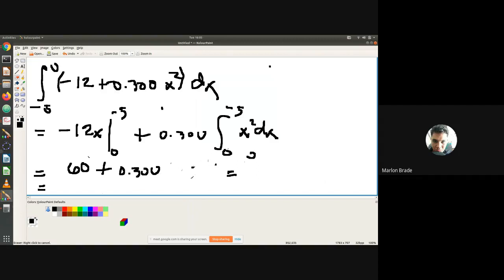This is x cube over 3. The integral of x squared is x cube over 3, right? The integral of x squared is x cube over 3. So, yeah, I'm very sorry about that. So, this is x cube over 3.